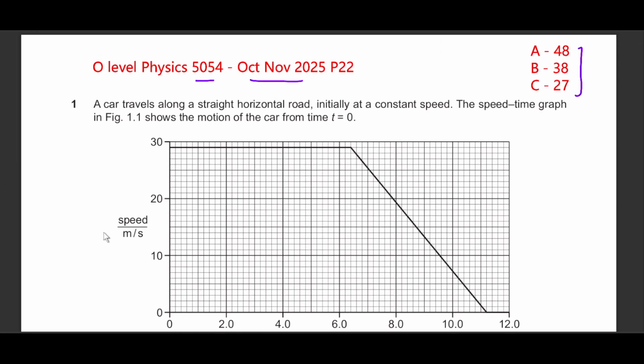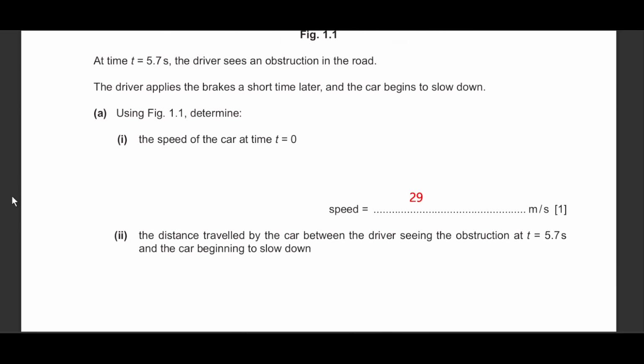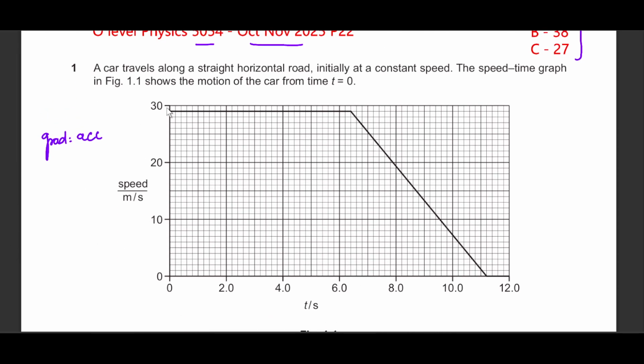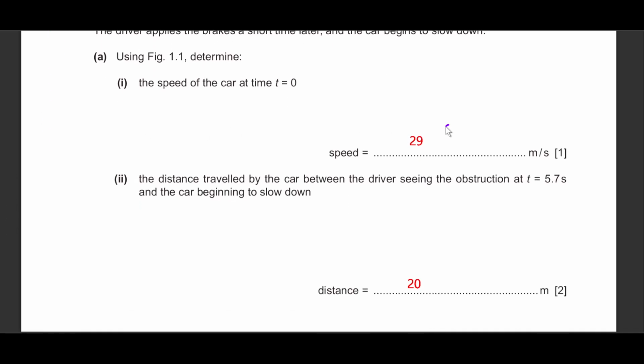It's a speed-time graph, so the gradient, a preemptive assumption, moving on to the question, will be representing acceleration. He says, determine the speed of the car at time t equals 0. That's going to be read directly from the graph. Do we know what this value is? This is 29. That's what I've written already.